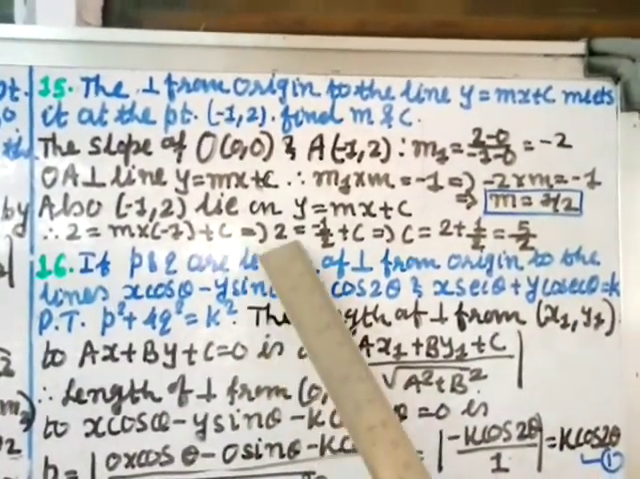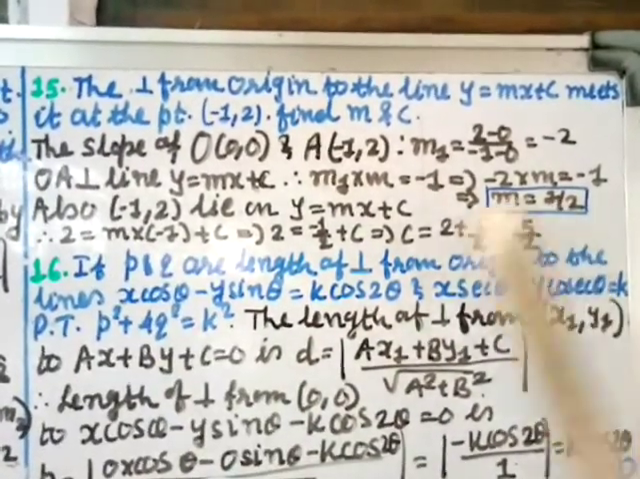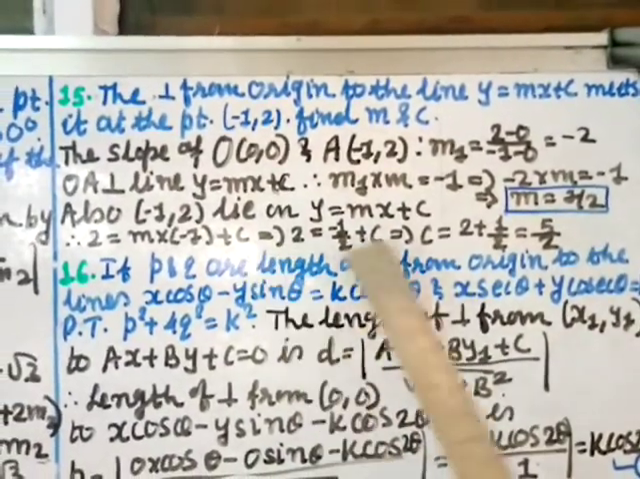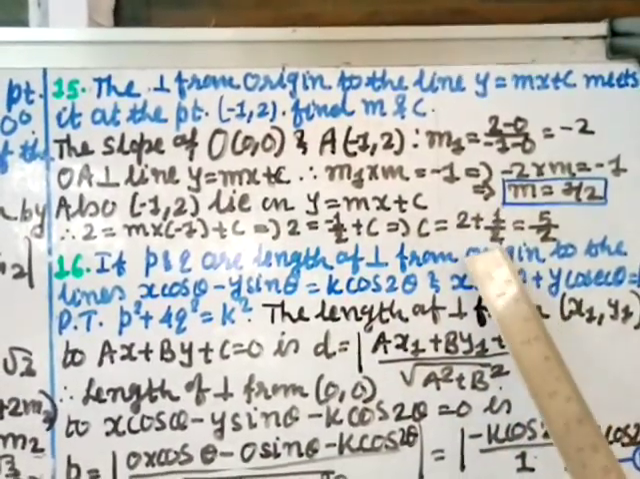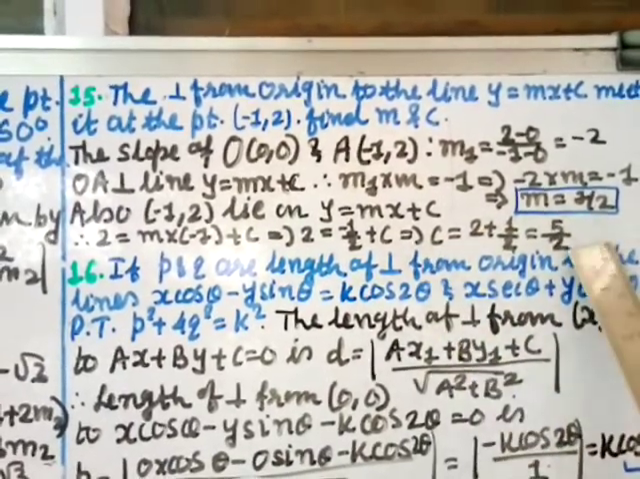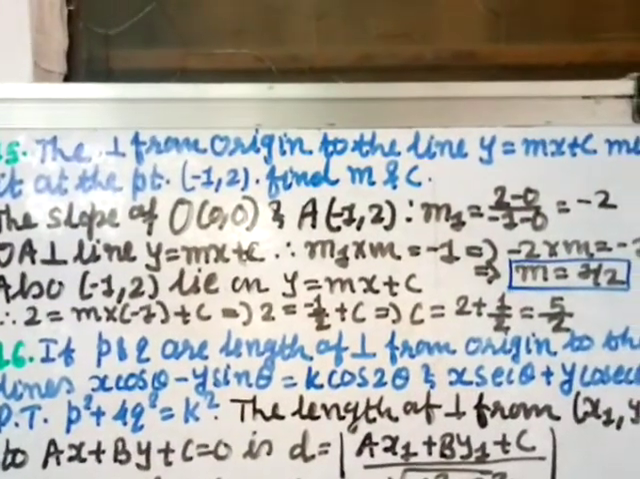So it implies 2 equal to m into minus 1, so minus m, and the m value is 1 by 2, plus c. Minus 1 by 2 transfer here, so it becomes plus. So c equal to 2 plus 1 by 2. Take LCM, so 2 into 2 is 4, plus 1 is 5 by 2. So the c value is 5 by 2 and the m value is 1 by 2. So that is the solution for question number 15.